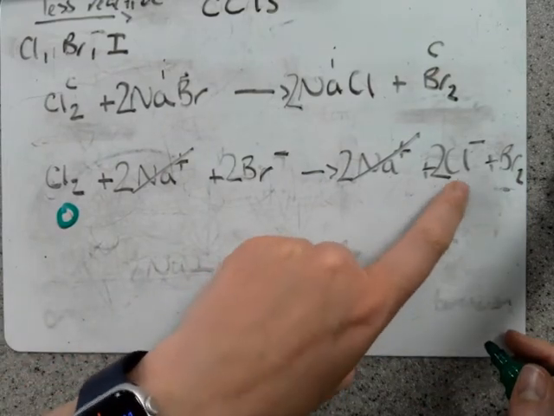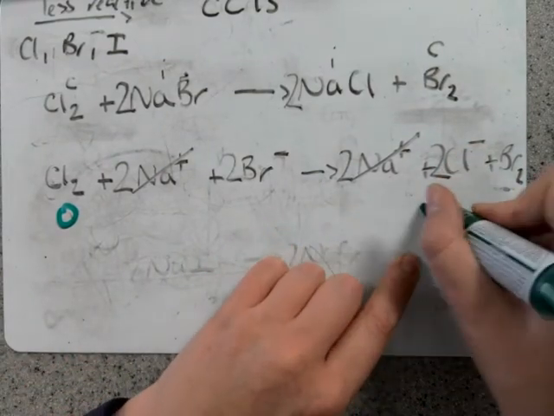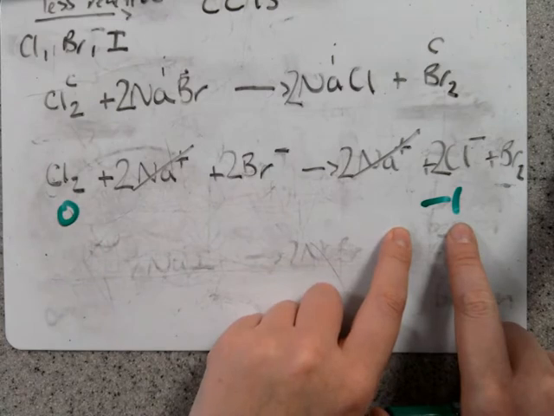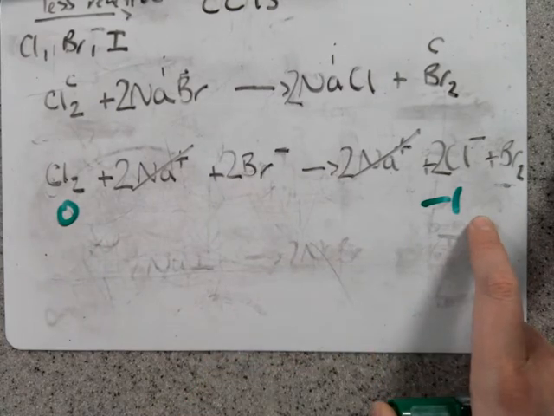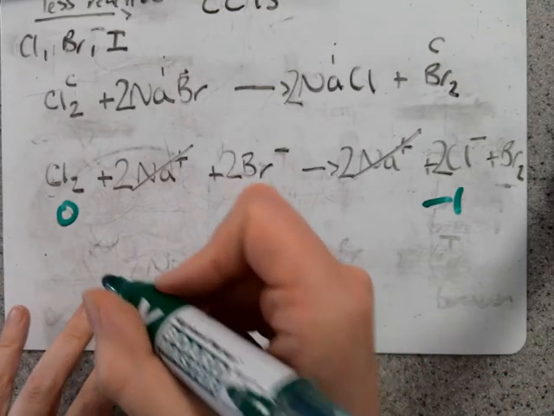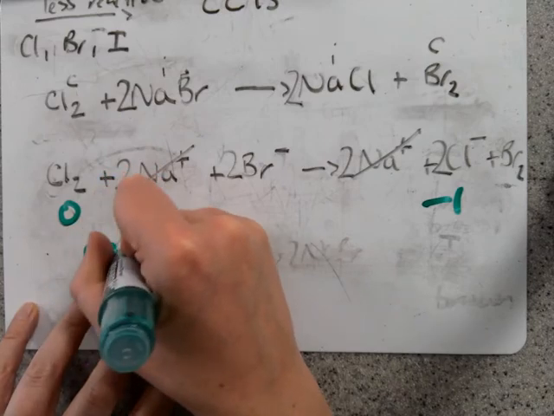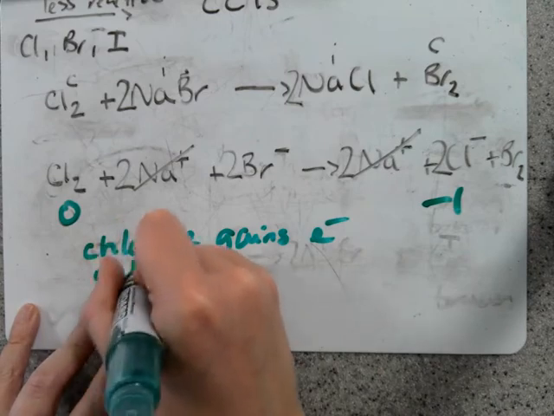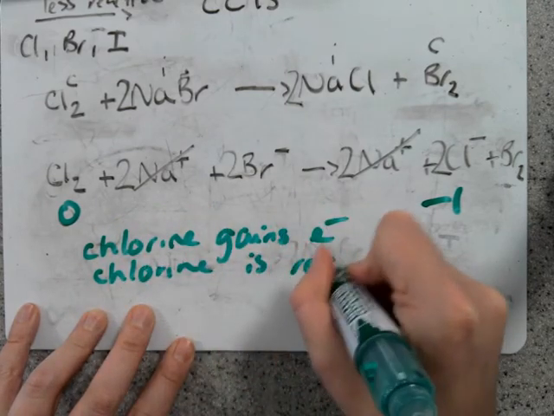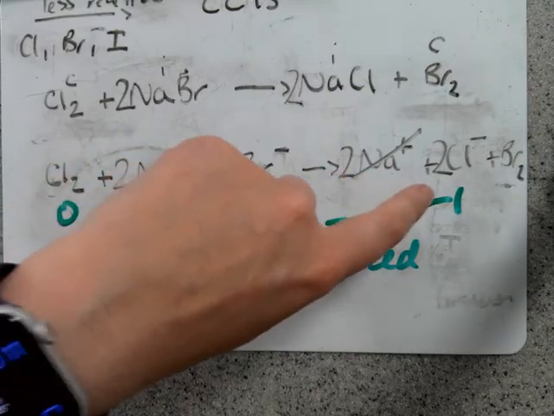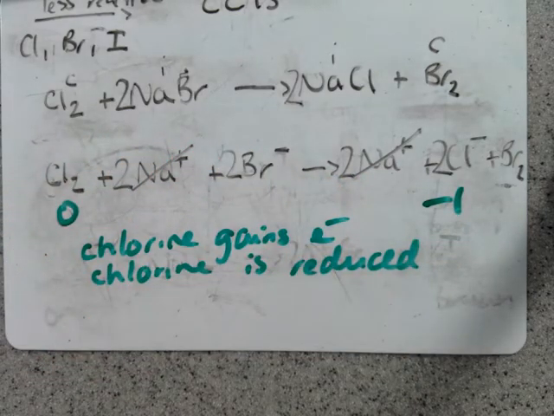On the right hand side, chlorine does have a charge. It's got a -1 charge. So what's happening to chlorine if it's going from no charge to having a -1 charge? Well, -1 in terms of electrons means it has gained electrons. And if it's gaining electrons, then chlorine has been reduced. So I'm going to write down here, chlorine gains electrons. Therefore, chlorine is reduced. Technically what's happening is 2 chlorine atoms each gain 1 electron to form 2 chloride ions. That would be the most technically correct way to describe it.